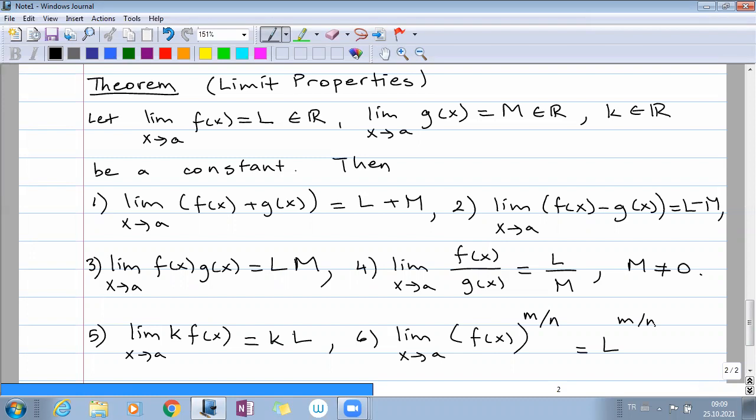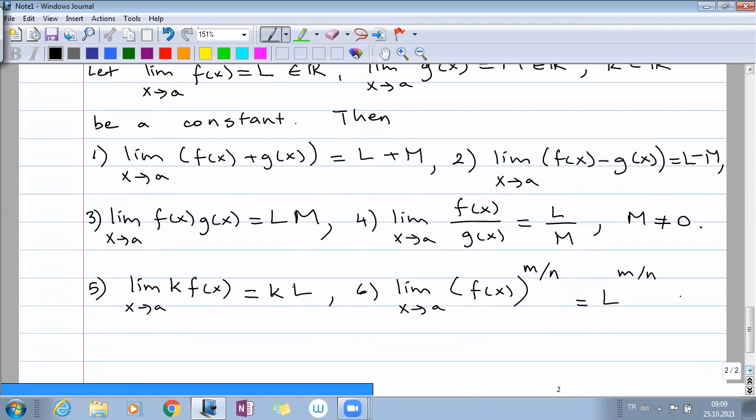If the number L is negative, and if the rational power involves an even root, the number is not defined. So I'm going to say the limit is L to the m over n, if L to the m over n is defined. And by m over n, I mean a rational number.